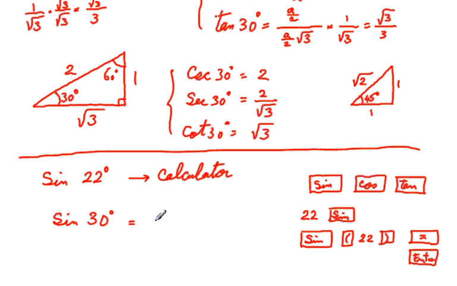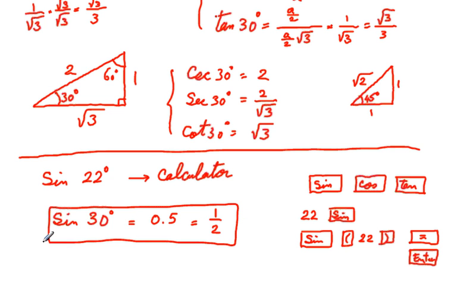0.5. Okay, again, depending on what type of calculator you bought, it might show 0.5, it might show 1/2. We'll talk about that later on. But either of the 2 answers will be acceptable. Make sure you get this one right.